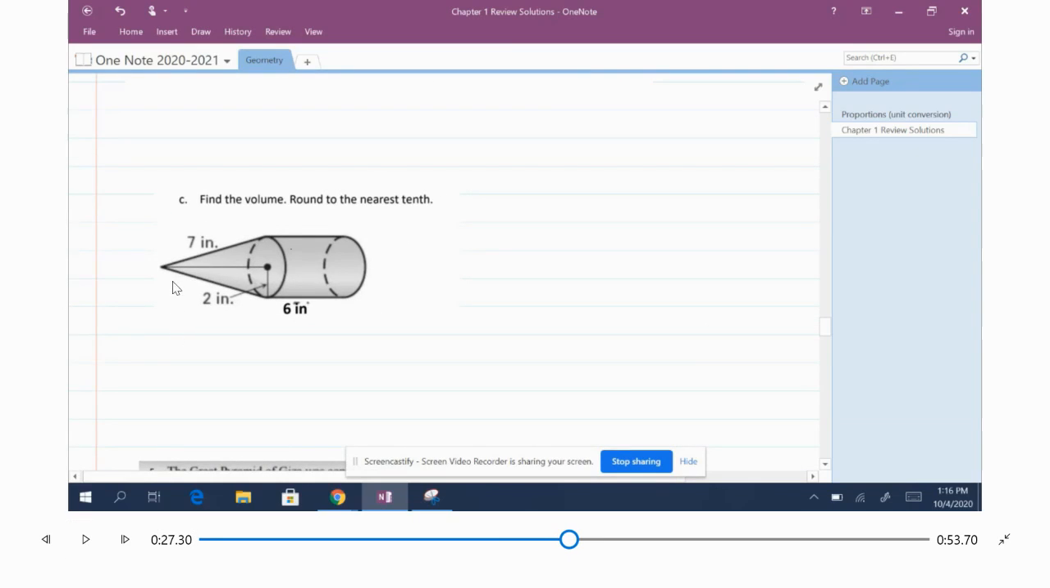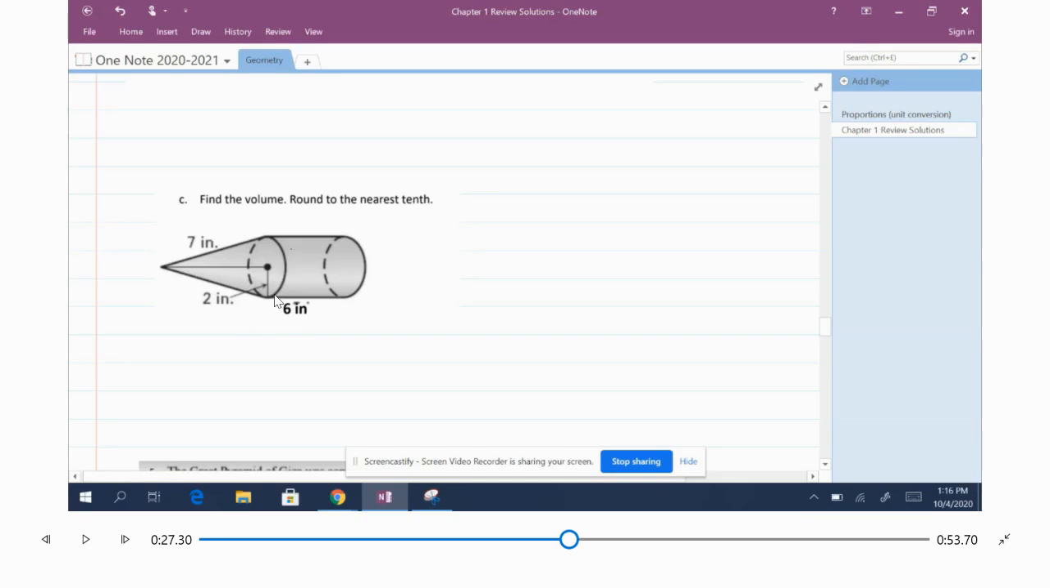This one has a little more involved. So the 7 is the slant height. We need the height of this cone. So there's a cone on top, and then there's a cylinder on the bottom. A little strange. The radius of both is 2 inches. And it's a little strange, but left to right is the height of the cone. And the 6 left to right is actually the height of the cylinder.